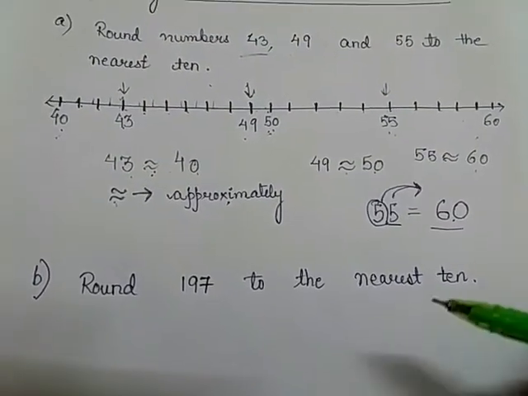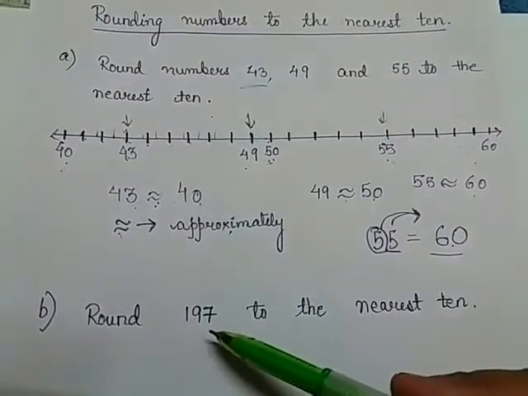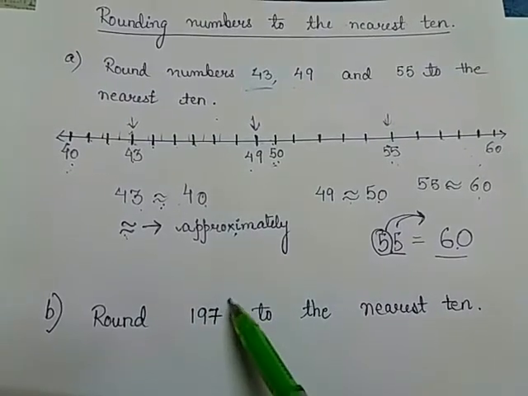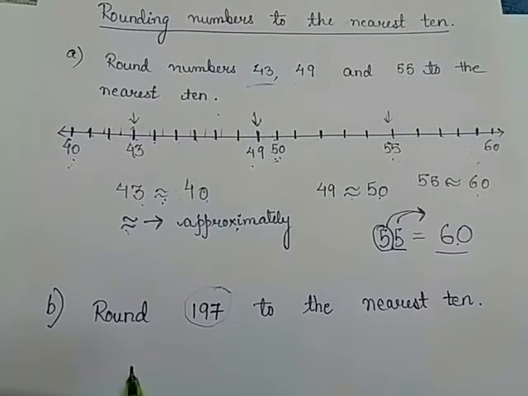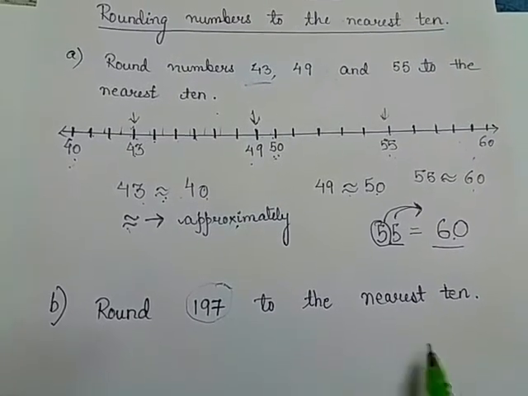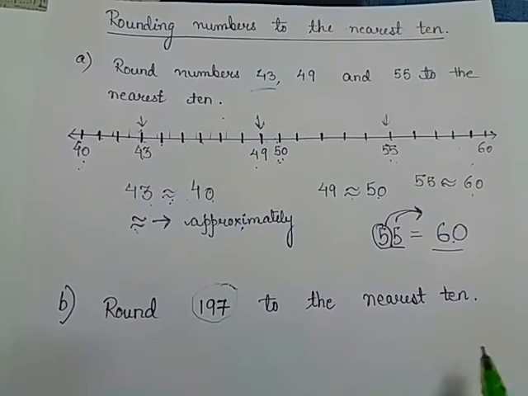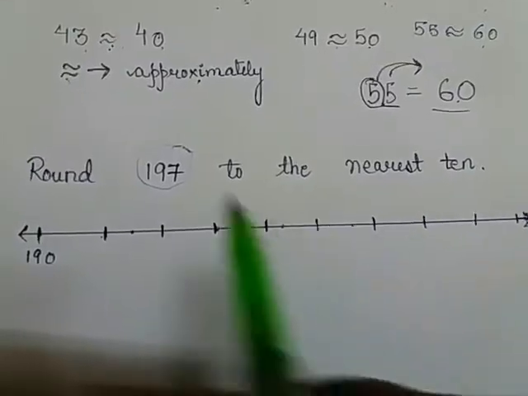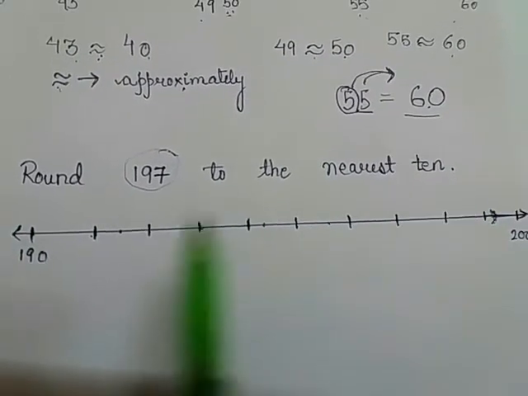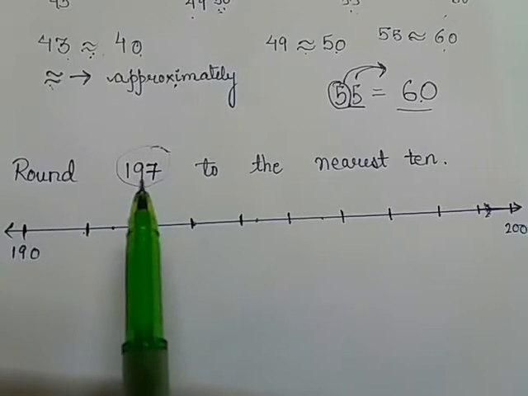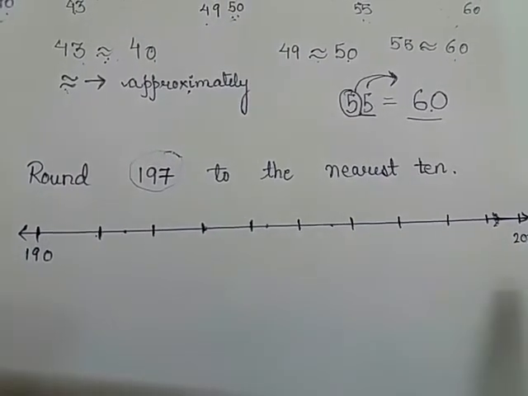Now, till now we were dealing with 2-digit numbers. Let's see how to round off a 3-digit number to the nearest 10. Again, we will do this with the help of a number line. We will first draw a line and divide it into equal divisions. Now here 197, we have to round this to the nearest 10. So we can say that 197 lies between 190 and 200.